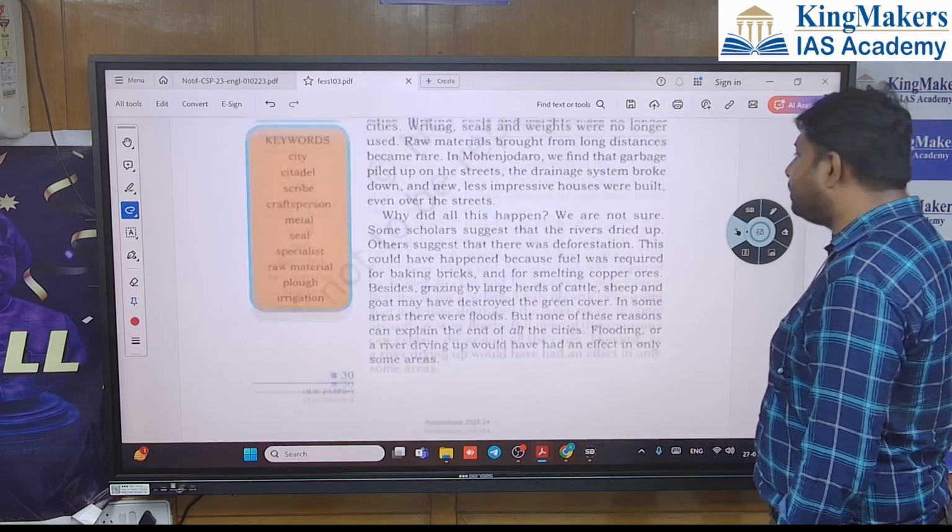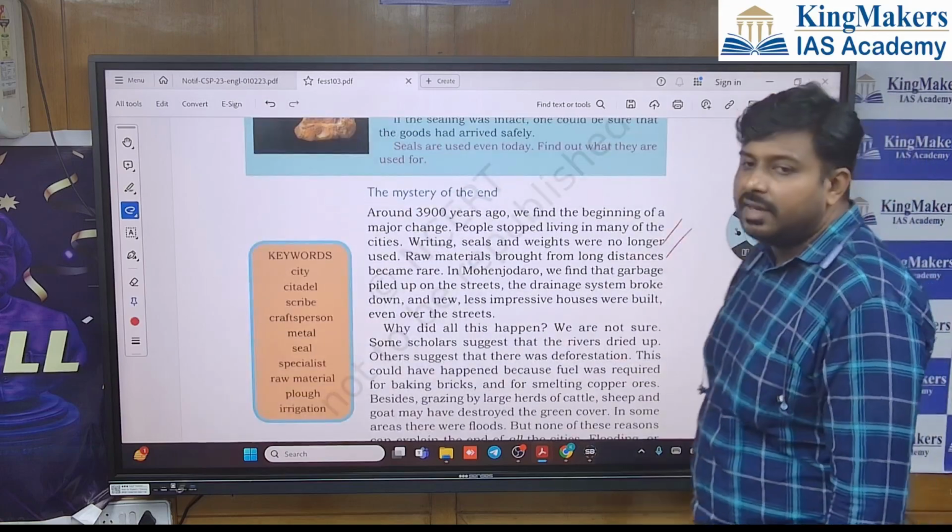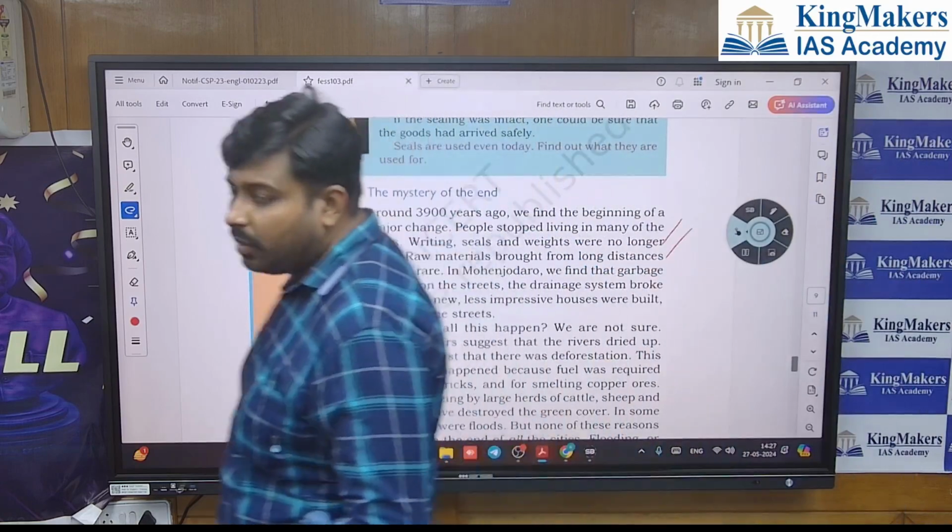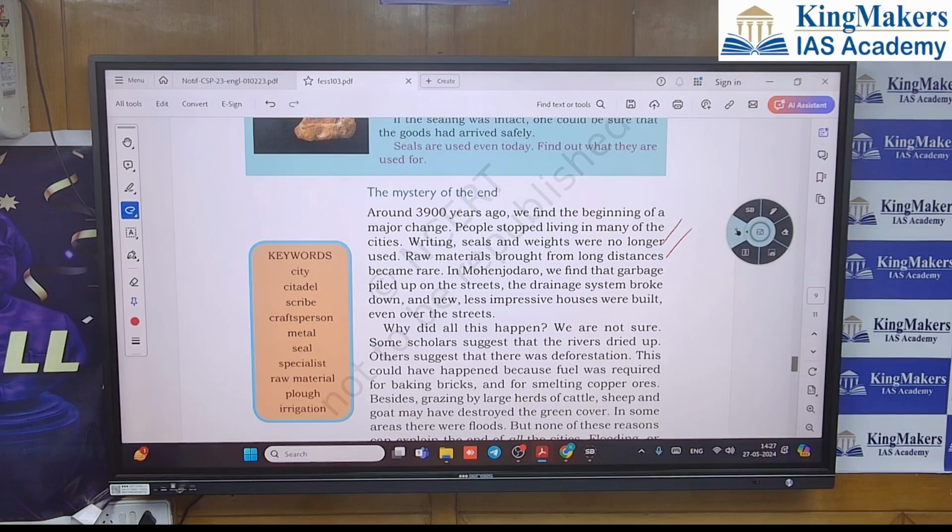So finally, there is a mysterious end. They didn't know how the city was suddenly destroyed. It may be due to invasion. It may be due to climate change, drought, or a change in the river course. There are multiple options, but nothing is substantiated.